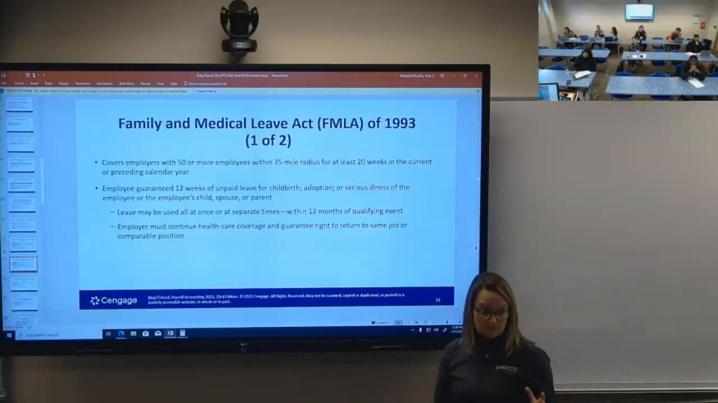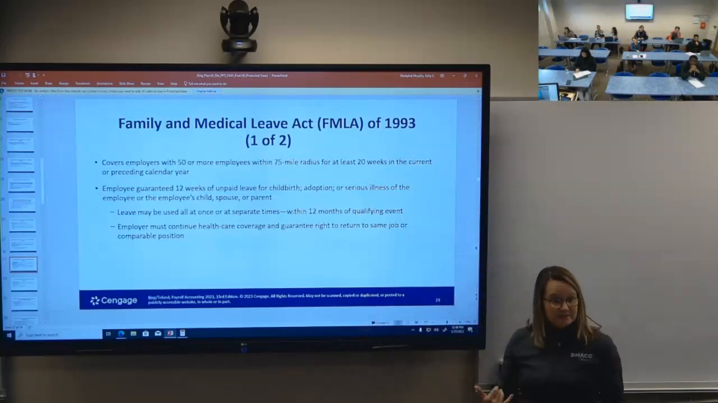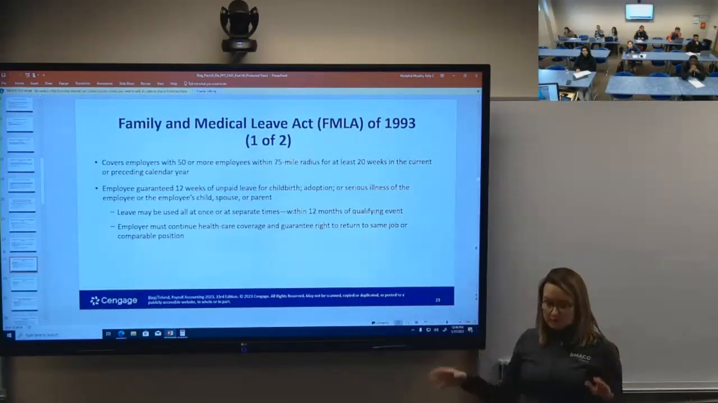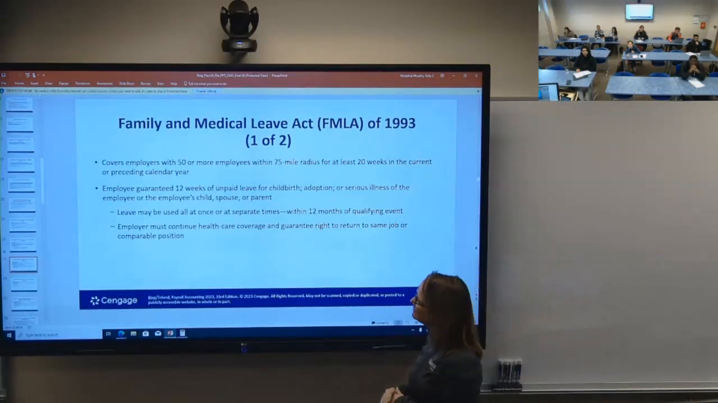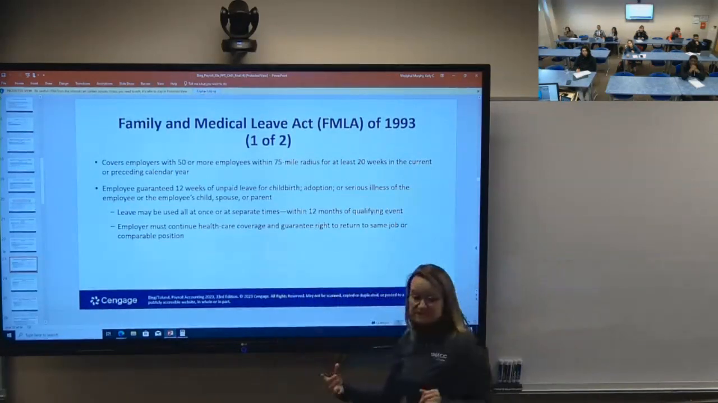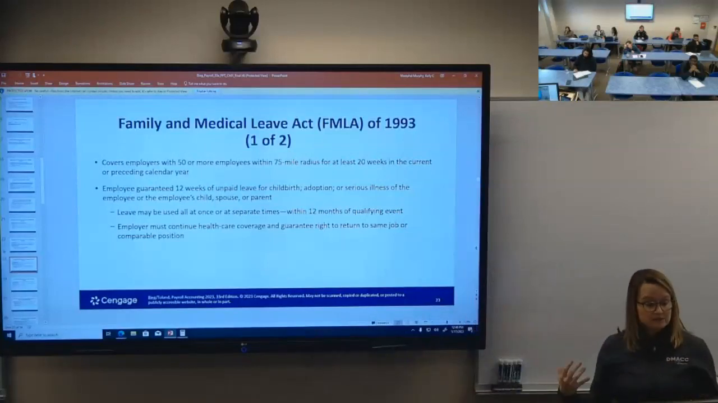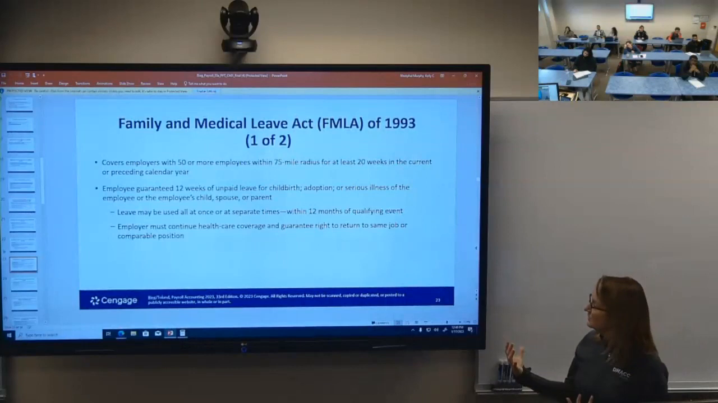Now, again, while you're gone, you don't get paid. Although there are some states that have paid leave now, that do mandate that employers within their state provide paid leave. Iowa is not one of those states. You can use the leave all at once, or you can take it here and there. It's 12 weeks within a 12-month period.